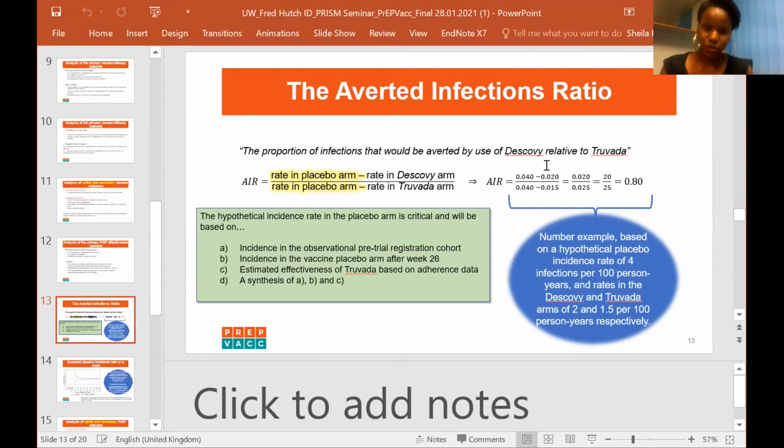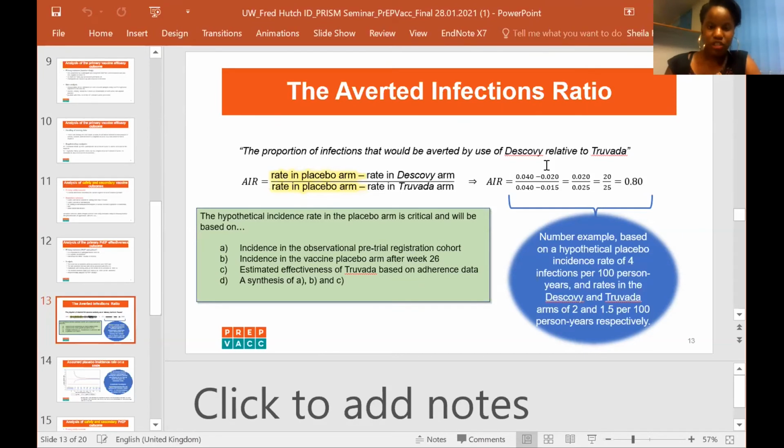The second option is we'd use the incidence in the vaccine placebo arm. One key thing is people behave differently once they're in a clinical trial than they would in a registration cohort, so that's the gap there. One of the other options for estimating this placebo incidence is we use the incidence in the vaccine placebo arm after week 26. Remember, we have 3 vaccine arms, and one of the arms is actually a placebo arm. So we use the rate in that placebo arm to give us an estimate of what the underlying placebo incidence may be. Once again, it's still not perfect, but it gives us an idea of what this incidence could be.